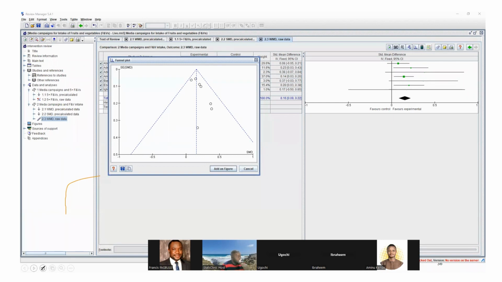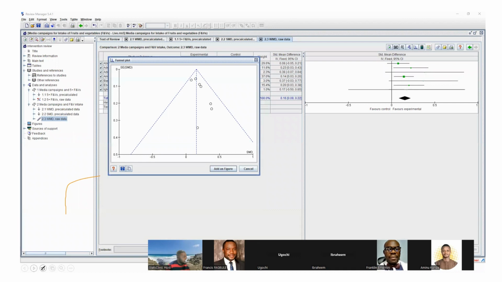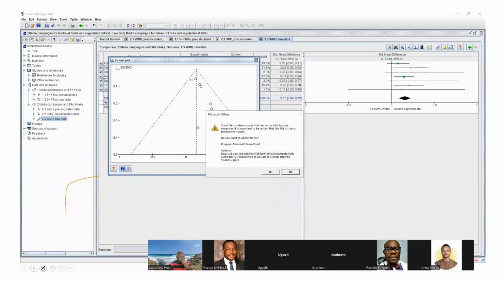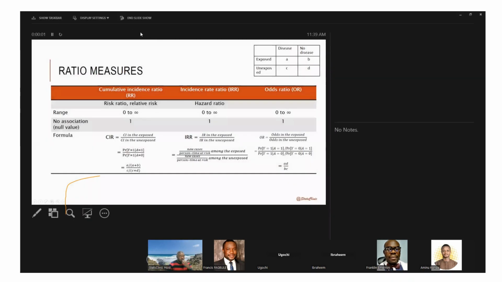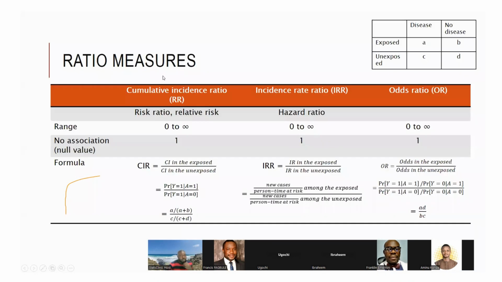I'm going to find a set of slides that can help us just go through it very quickly. Okay. All right. Let me share this slide with you. Okay. All right.